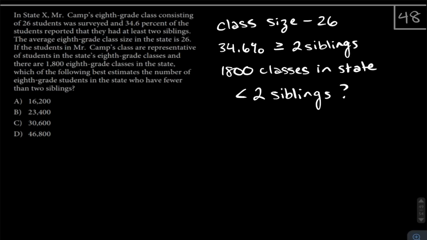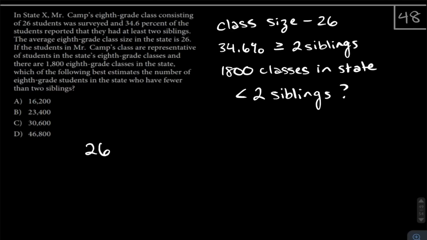So what we can do is find the entire class size, the size of the 8th grade across the state. So I'm saying class as in all the people, rather than classes in a classroom. I just wanted to lessen the confusion, but I feel like I just created more. Class size is 26, 1,800 classes in the state. So how many kids are in 8th grade in that state? Well, that's 46,800. Put that in your calculator.